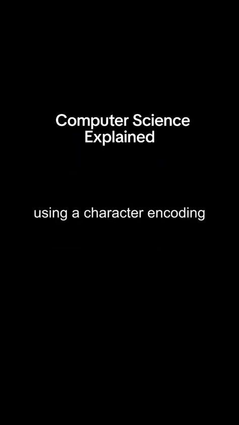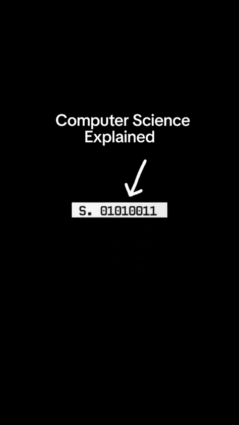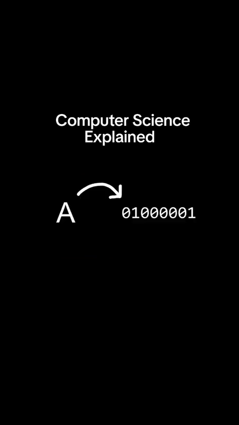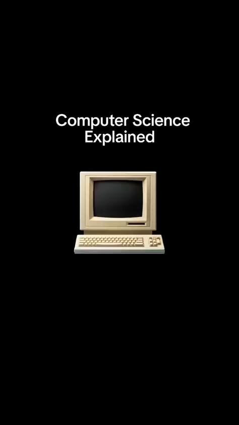But even though computers understand zeros and ones, for humans it's not really all that useful. So, using a character encoding like ASCII, we can assign a binary number to each character. When you type in A on your keyboard, it gets translated into this binary code, and as soon as the computer sees this, it says, "Ah yes, that is a capital A," and slaps it on the screen.